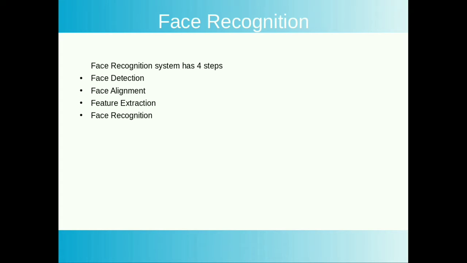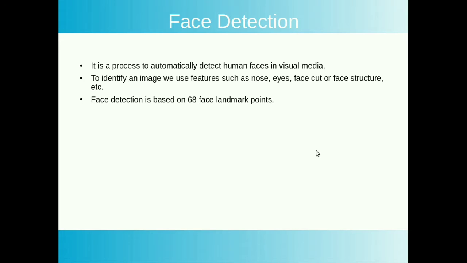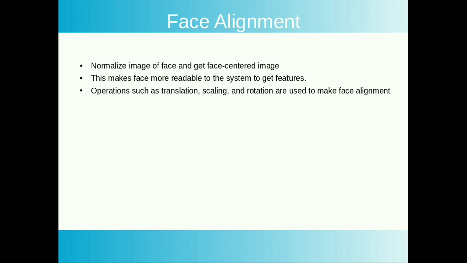So what exactly is a face recognition system and what are the steps involved in it? A face recognition system has four steps: face detection, face alignment, feature extraction, and finally face recognition. Now let's look at each step in detail. Face detection is a process to automatically detect human faces in visual media. To identify an image, we use features such as nose, eyes, face cut, or face structure. Face detection is based on 68 face landmark points.